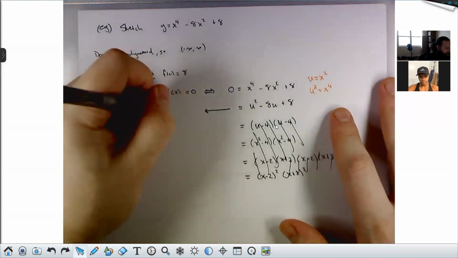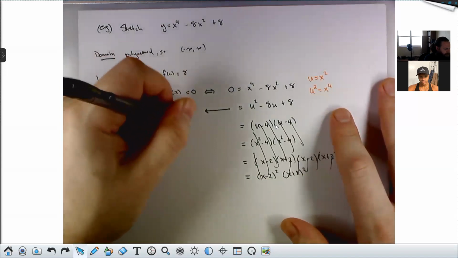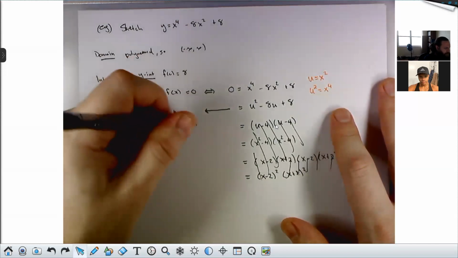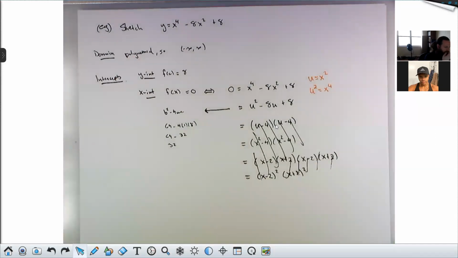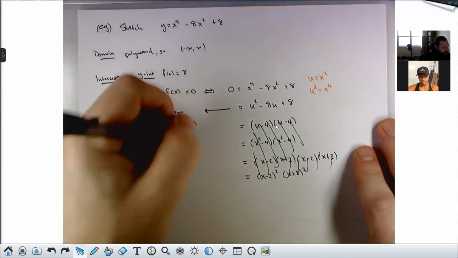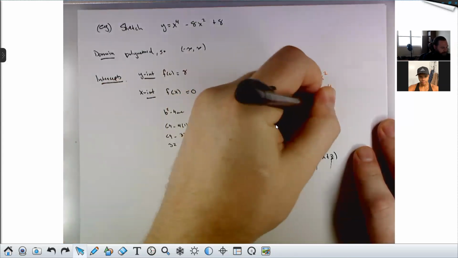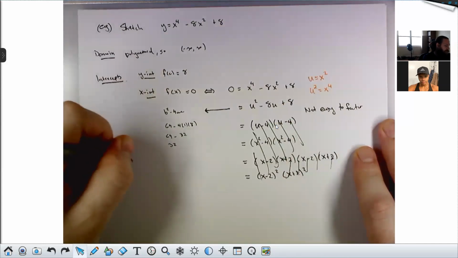So let me compute my discriminant here. B squared minus 4ac is going to be 64 minus 4 times 1 times 8, which is 64 minus 32, which is 32. That's positive, so there are real roots here. Is 32 a perfect square though? It's not. So they're going to be irrational roots, at least in terms of u. So this is not necessarily easy to factor. We would use something called the rational roots theorem.